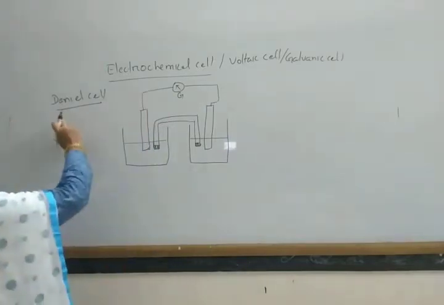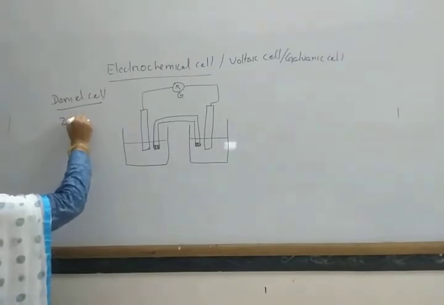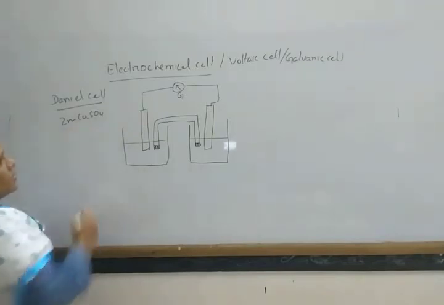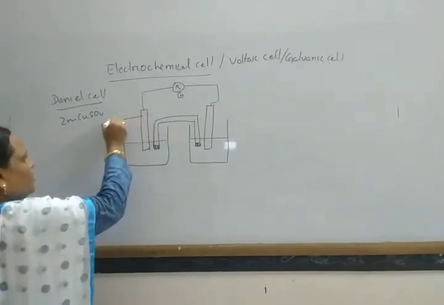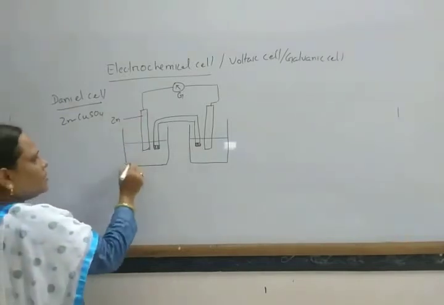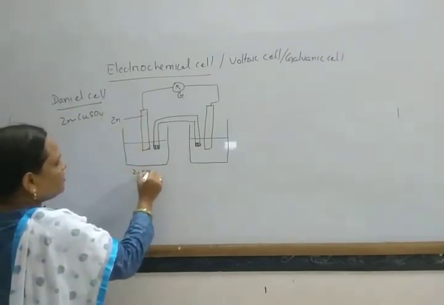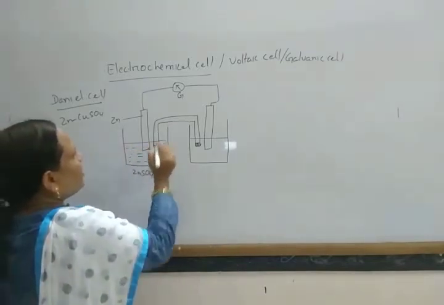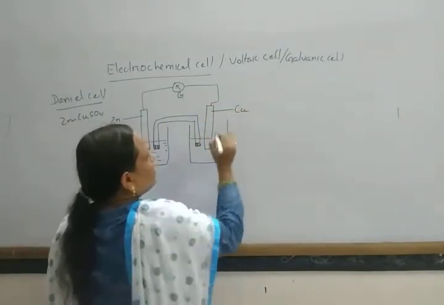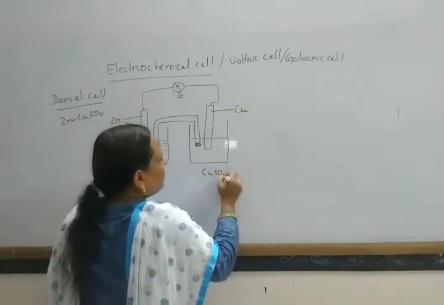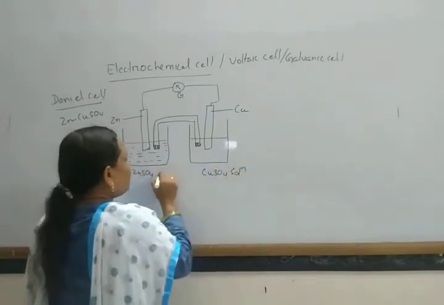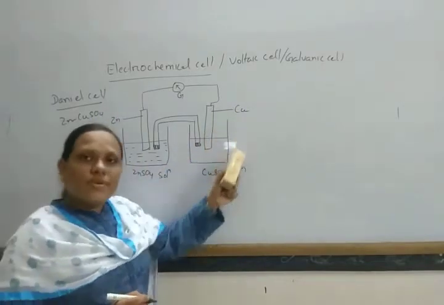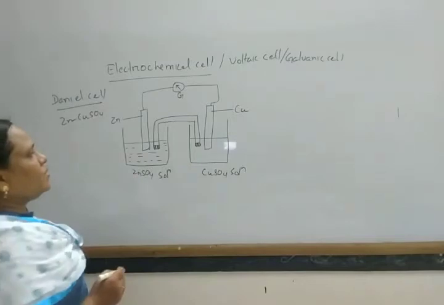In the Daniell cell, also called the zinc copper sulfate system, a zinc electrode is used, dipped in zinc sulfate solution. The electrolyte here is zinc sulfate solution, and a copper electrode is dipped in copper sulfate solution. So this is the zinc rod dipped in zinc sulfate solution, and the copper rod dipped in copper sulfate solution.